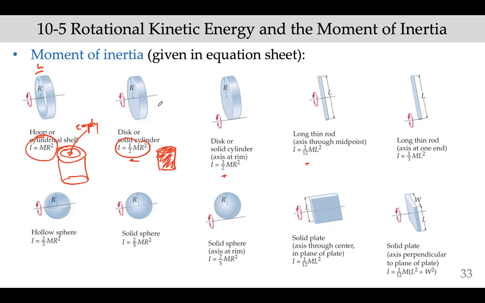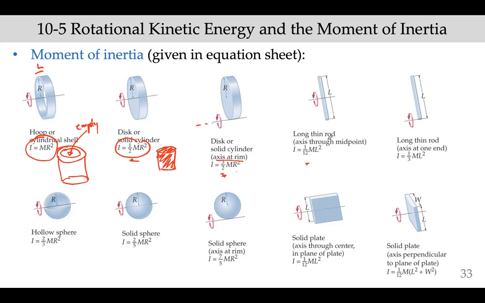Now, this is the same object as this one, a disk again, or a solid cylinder, but it's now rotating around its rim. Now, the axis of rotation is passing through its rim. In that case, you would use 3/2 mr². Here, r is the total radius. So it's the radius of the object. It's not a variable, it's the radius of the object.